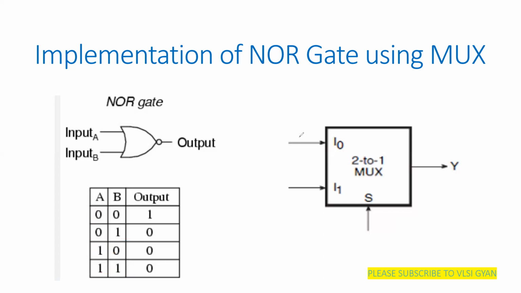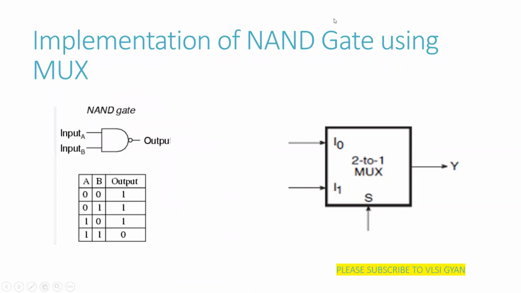So next let us go to the another gate, that is NAND gate. Friends, similar operation and similar procedure we can use here. This is your NAND gate. NAND gate is nothing but AND and a NOT gate. So you can see that the truth table, when both the inputs are 0, output is 1; 0, 1, 1; 1, 0, 1; 1, 1, 0.